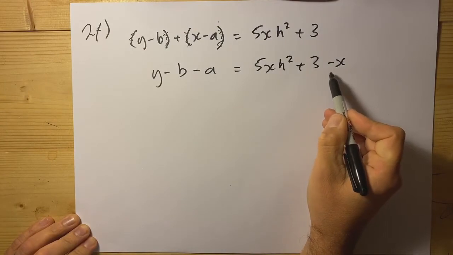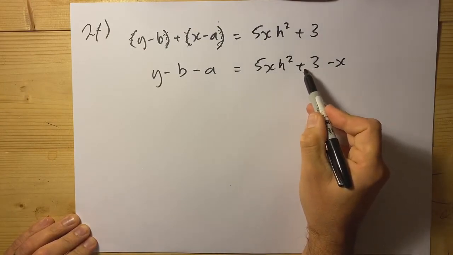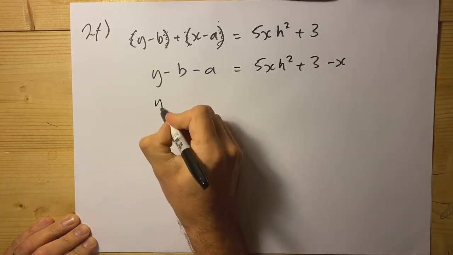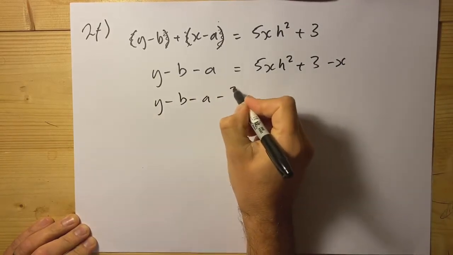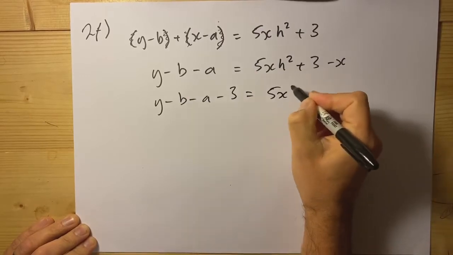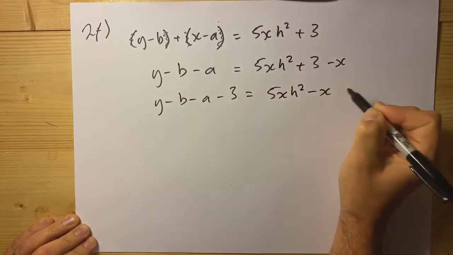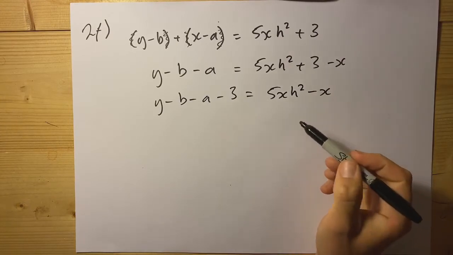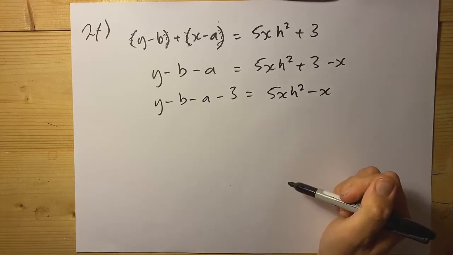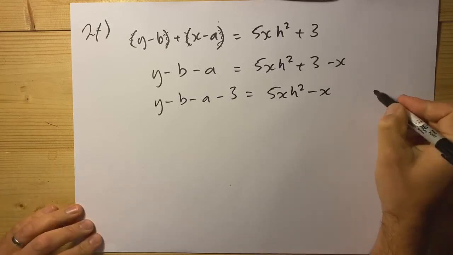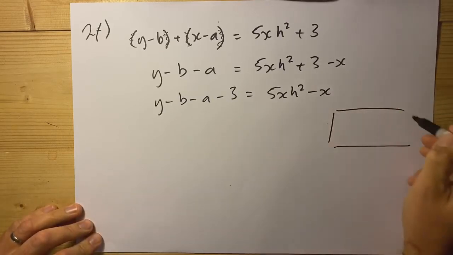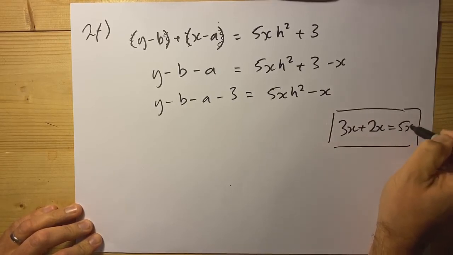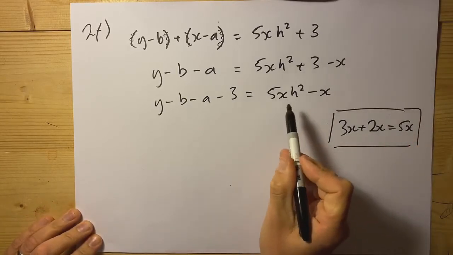And now we're going to get rid of the 3, so then we're just left with the 2 x terms. So we will take off 3 from both sides. So y minus b minus a minus 3 equals 5x h squared minus x. Now if this was something relatively simple, like we might have seen before, so maybe 3x plus 2x, we just know that that would equal 5x. We could combine it. But it's not so simple here.